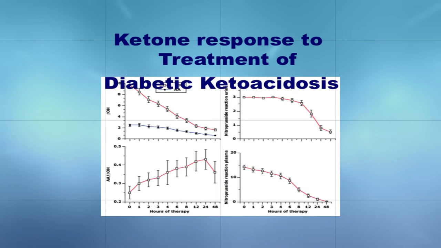This graph shows what happens to diabetic acidosis over time. And as you can see, both beta-hydroxybutyrate and acetoacetate decrease, as well as acetone.